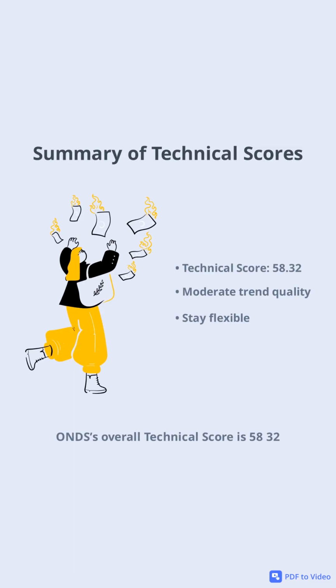ONDS's overall technical score is 58.32, with a trend quality index of 54.8 and a momentum score of 25.88. These composite scores suggest that while the stock has shown strong recent momentum, the overall trend quality is moderate. This balanced outlook means traders should remain vigilant and flexible, adapting to new signals as they emerge.